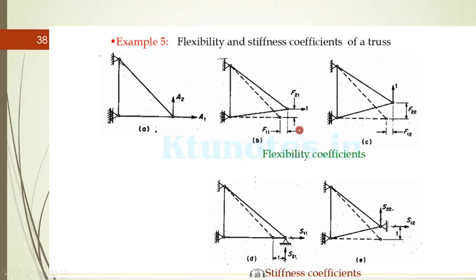for the first case, and instead of the unit load in the A2 direction we have F22 and F12. We are showing the unit load in the direction of A1 and also in the direction of A2, 1. So these are the flexibility coefficients.